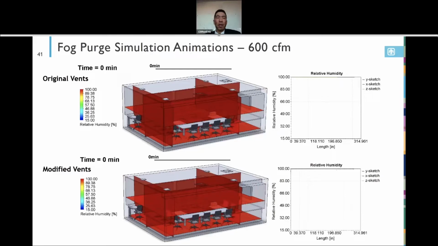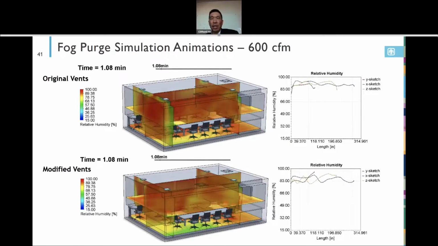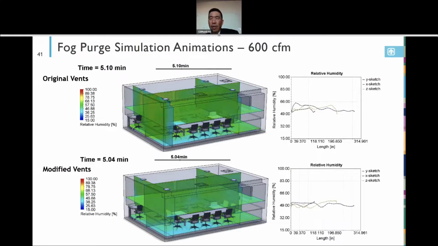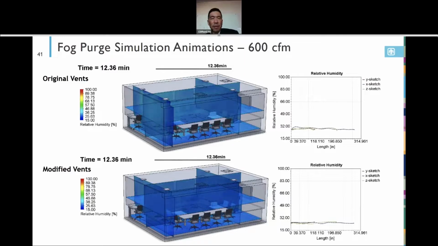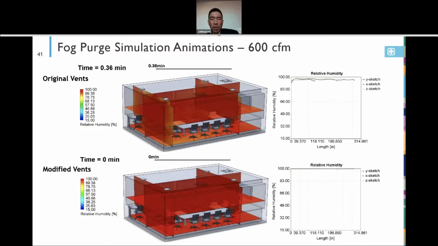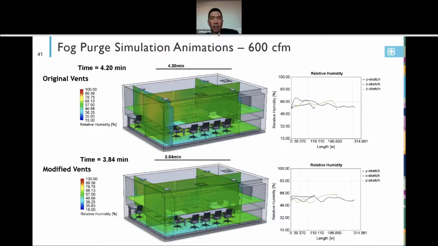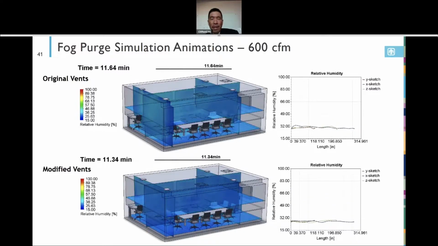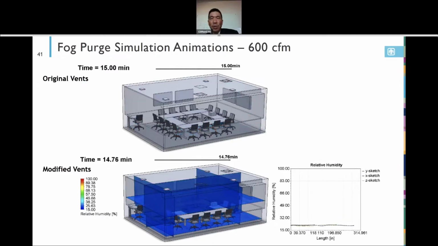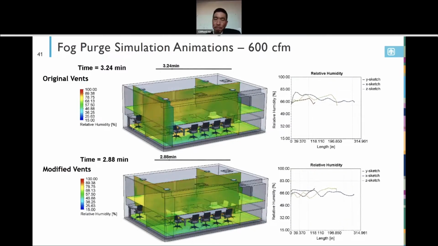And we also did simulations of this room. On the top is the original vents, on the bottom is the modified vents, showing some cut planes of the relative humidity or the concentration of vapor that would be in the room. Again, these are just simulations of what happened. So you can see that it starts out saturated and then it gradually lowers. If you look at the comparison of the contour plots of the vapor concentration, the humidity, you can see that the modified vents, in the simulations that we show, clear out a bit faster, just a bit faster. And that ended up being consistent with observations that I'll show you in just the next few slides.